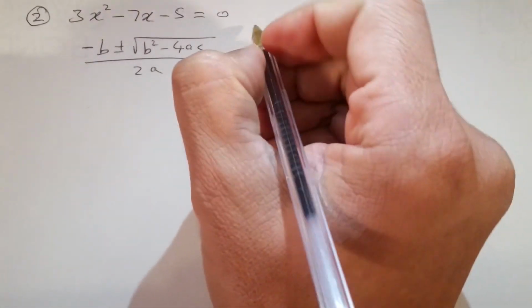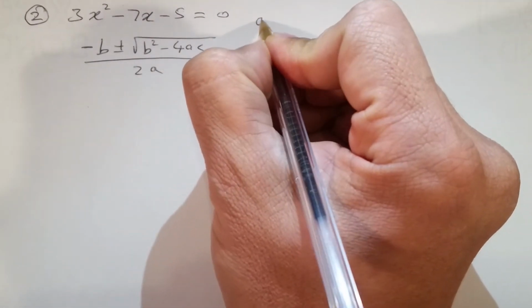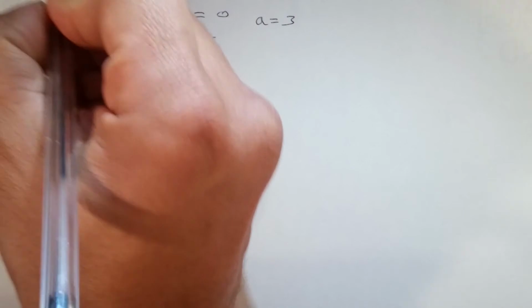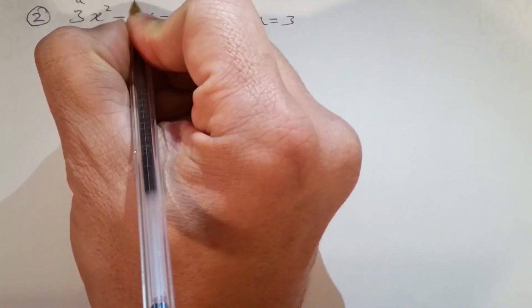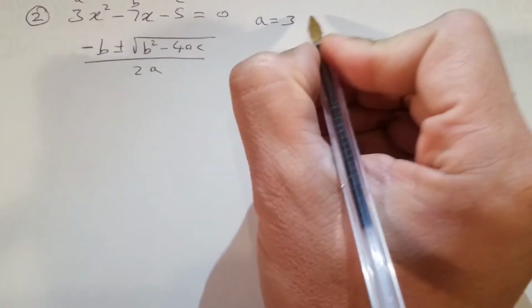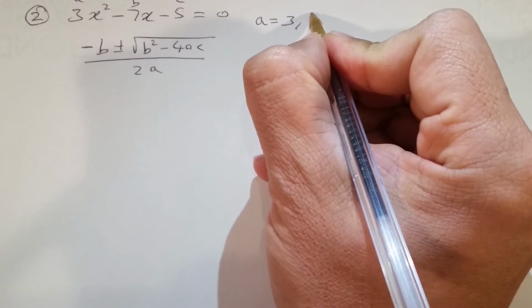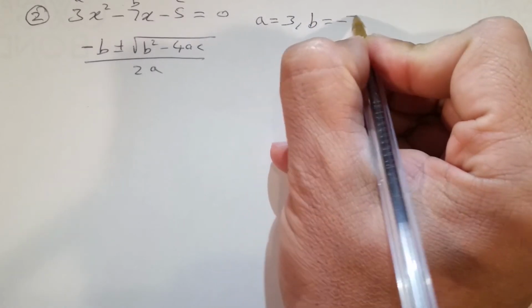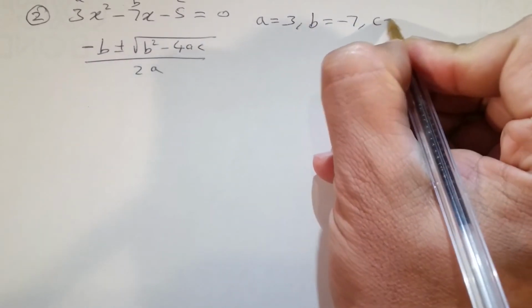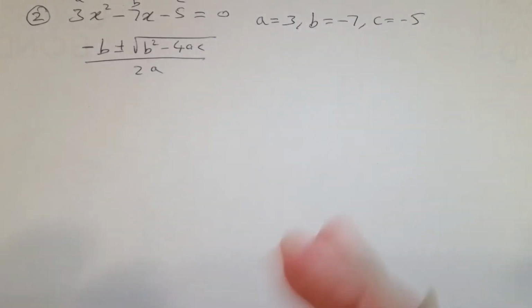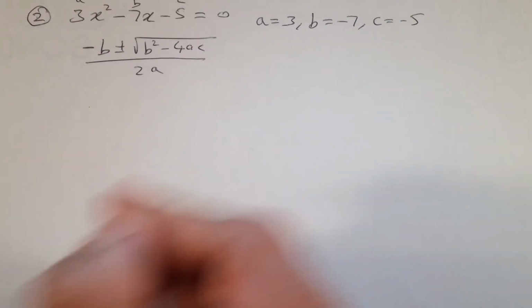So let's start. What is our a? Our a is obviously 3. This is our a, this is our b, and this is our c. So write down a is 3, b is minus 7, and c is minus 5. Right, put them back in the formula.